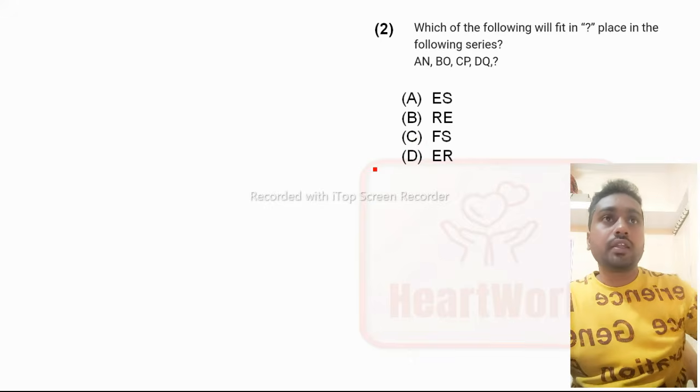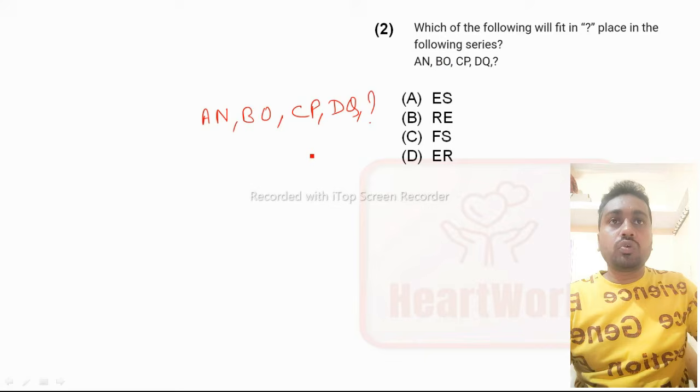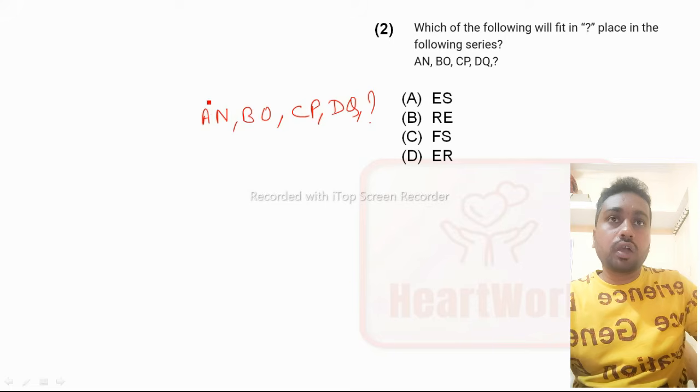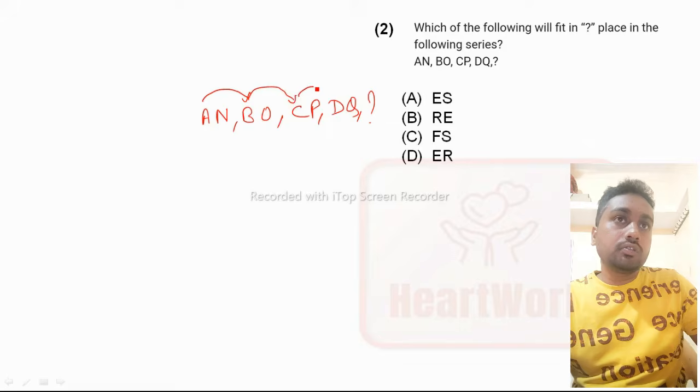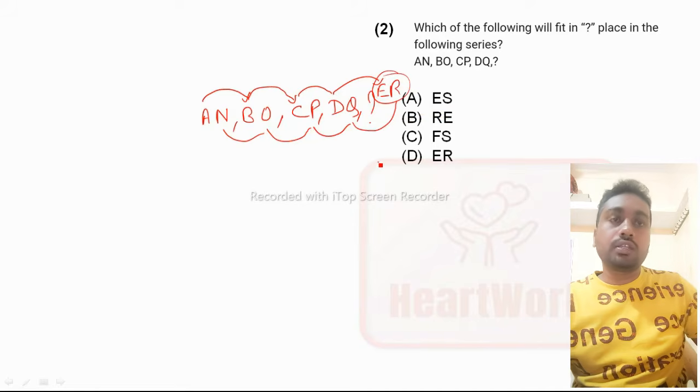Next it is given A N B O C P D Q, and we have to find the next. In alphabets also you will find series questions. A very simple approach: compare A to B, then B to C, then C to D, so after D it will come E. Again for the next, N to O, O to P, P to Q, so the next would be Q to R. So it is ER. Option D is the right answer.